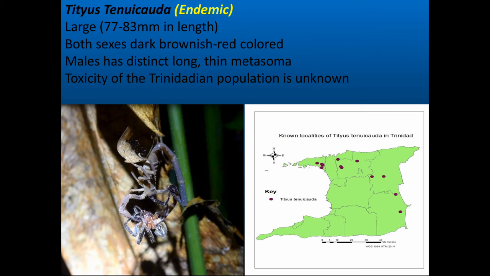Right? Here now we have a Tityus tenacauda, which is endemic, but there's also reports of it being found in Venezuela as well, so that's under a little scrutiny as to if it's really endemic to us. Before, this species was previously called Tityus discrepans. But based on genetic work, they really found that it was a separate species. So this is one of the larger species. Both sexes are a dark brownish red color. But a note about this particular species is the length of the telson, or the tail. It's particularly thin and long, right? Hence the name tenacauda, which means long tail.